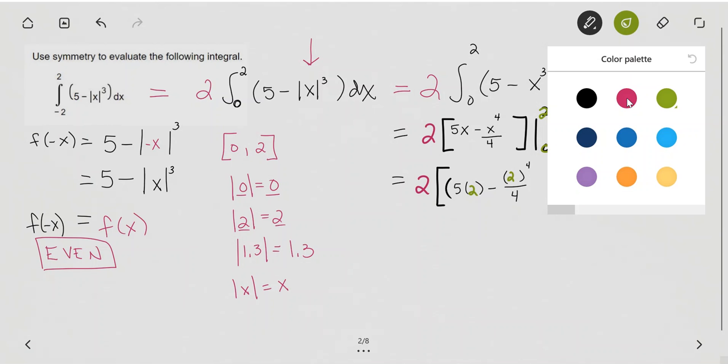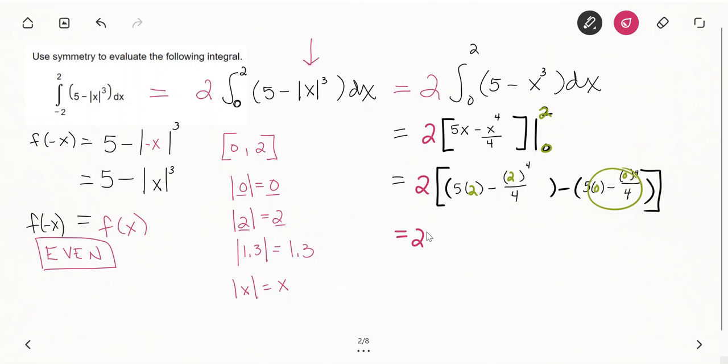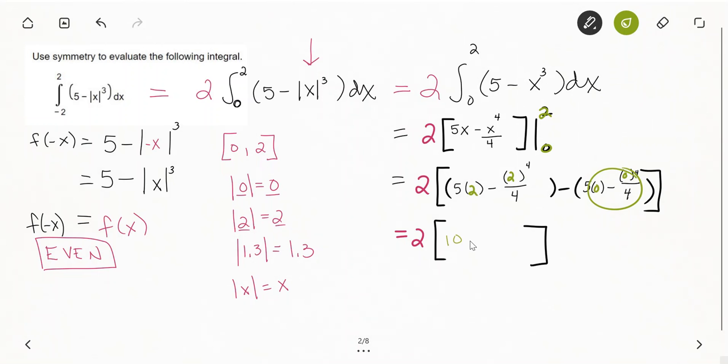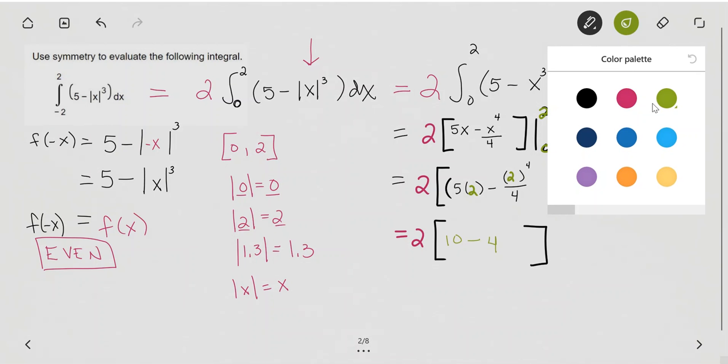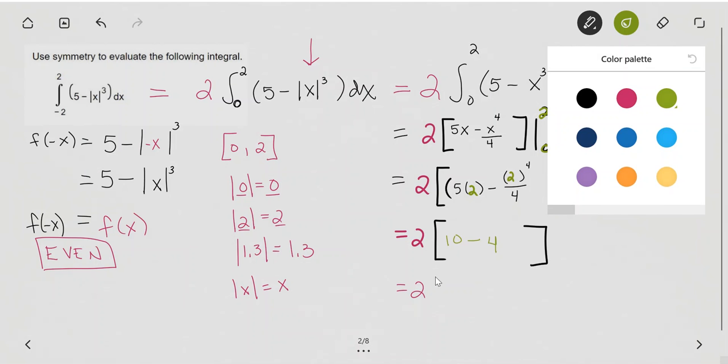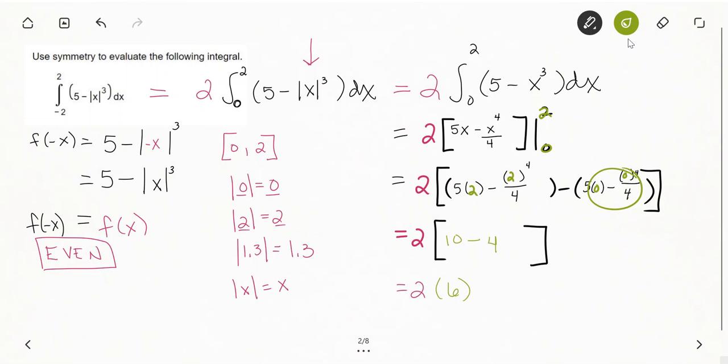But when I simplify this first segment, I'd have 10 minus 2 to the 4th divided by 4. 16 divided by 4 is 4, so 10 minus 4 is 6, so 2 times 6, which is 12. And that's the final answer.